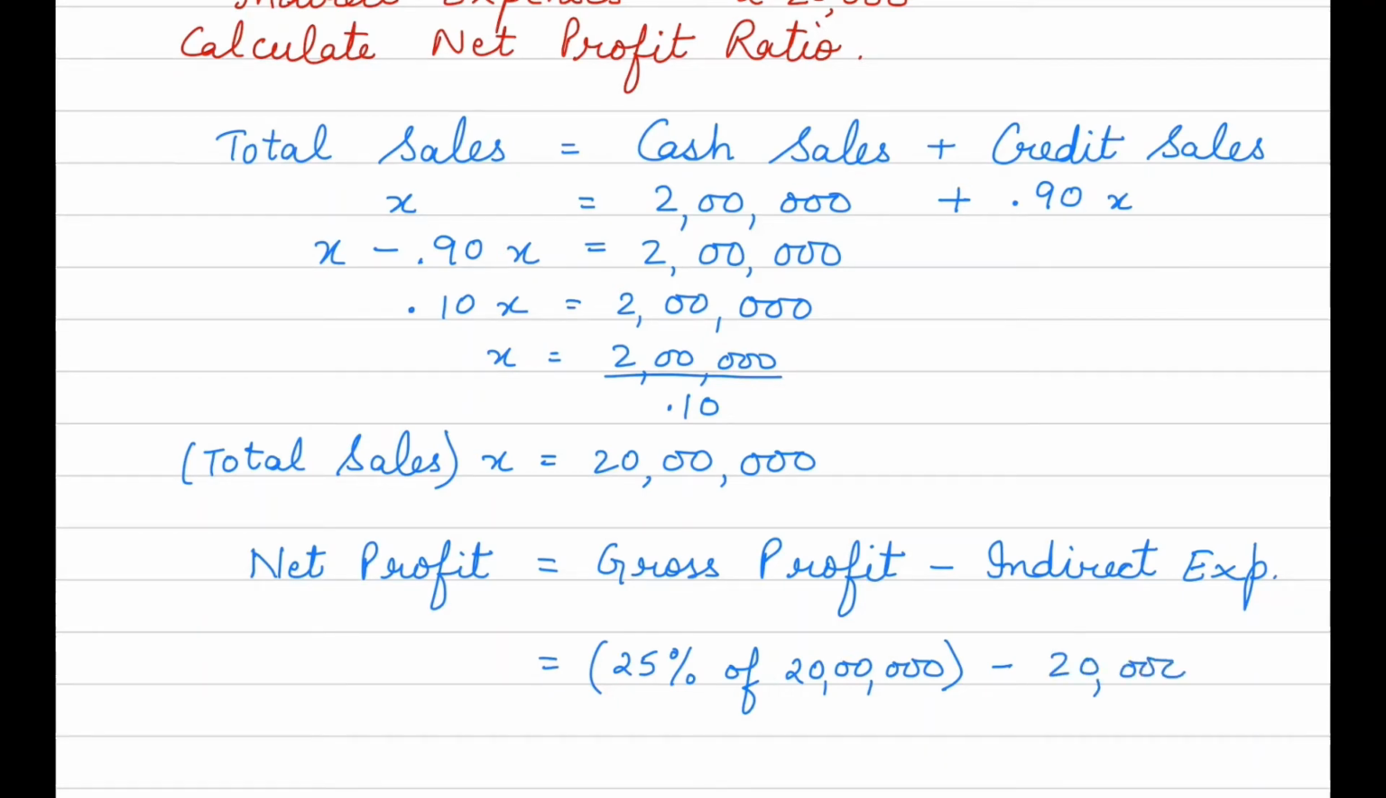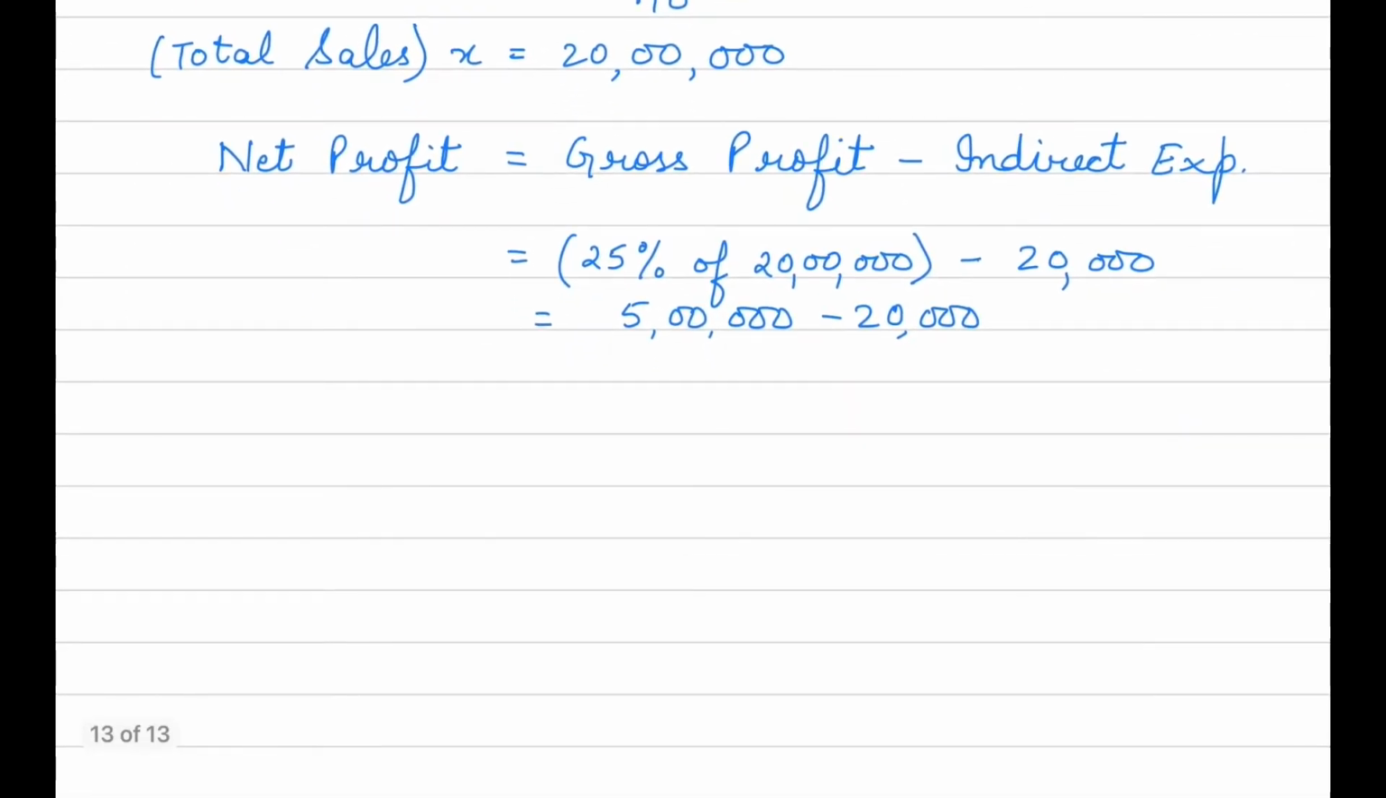And how much is sales? 20 lakh. So therefore 25% of 20 lakh rupees will be gross profit minus indirect expenses, that is 20,000. So this will be 5 lakh rupees minus 20,000 and this will give us 4 lakh 80,000 rupees as our net profit. So now we have total sales 20 lakh and we have net profit as 4 lakh 80,000.